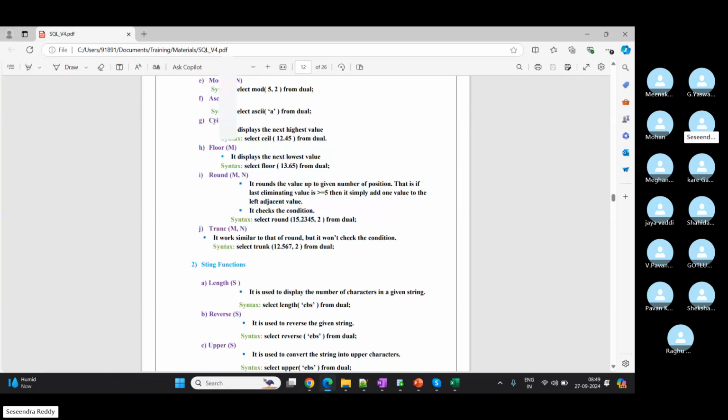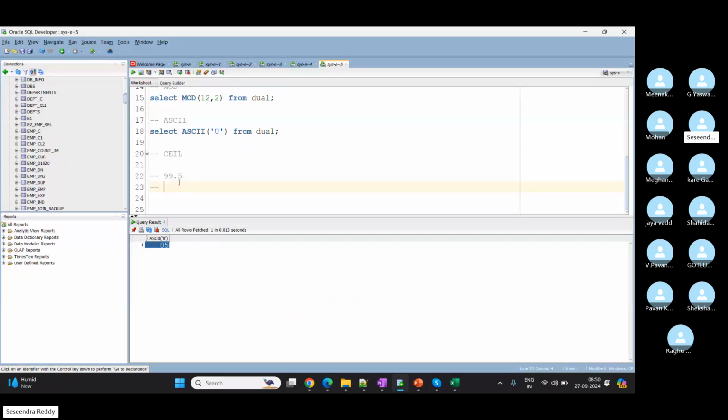You see ceil, it always displays the next highest value. Now if I apply the ceil function on this value, whatever number we have, I'm using dual only for now. We'll see on tables also.